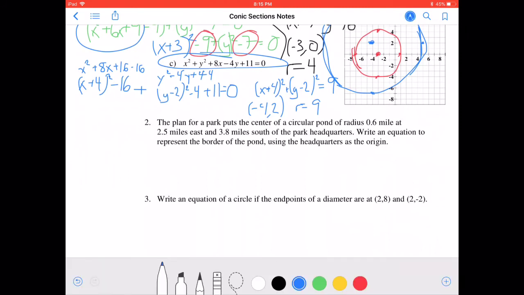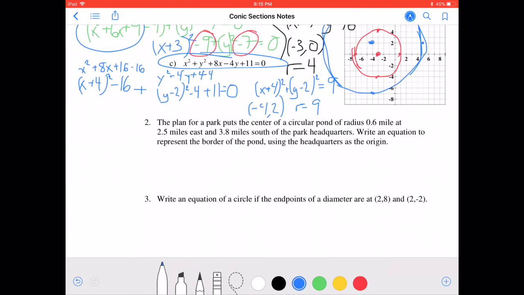Let's continue on. So now we have the story problem. The plan for a park puts the center of a circular pond of radius 0.6 mile at 2.5 miles east and 3.8 miles south. Do I keep going back and forth between meters and miles? I'm sorry if I did. Of the park headquarters. Write an equation to represent the border of the pond using the headquarters as the origin.